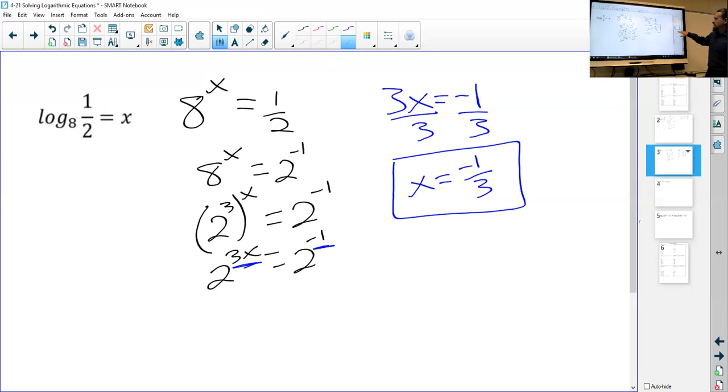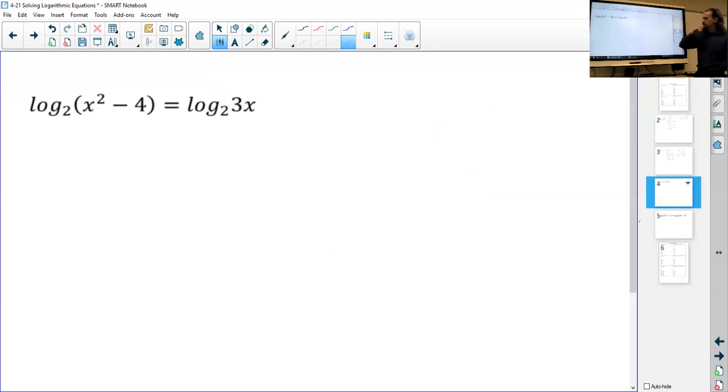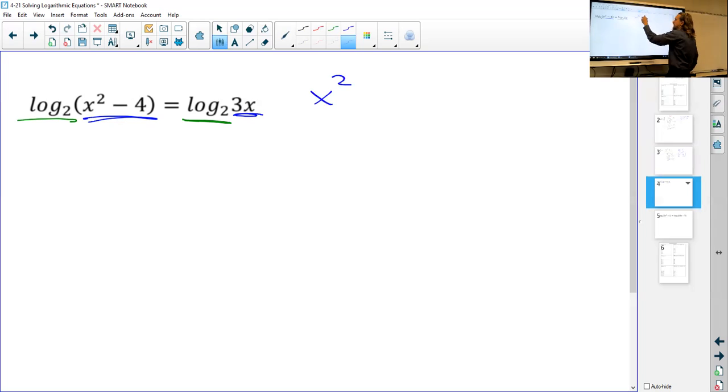Okay, so the last one, this one that's really new, and kind of looks scary. Log base 2 of x squared minus 4 equals log base 2 of 3x. So don't let this freak you out. This isn't actually any new math. If you have two logarithms of the same base, in order for these to be equal, the part that we underline in blue has to be equal. So therefore, we know x squared minus 4 must equal 3x. And now we're just solving for x.